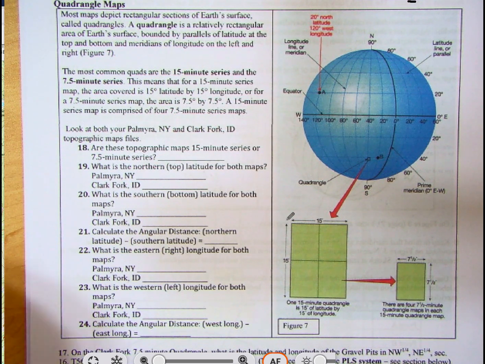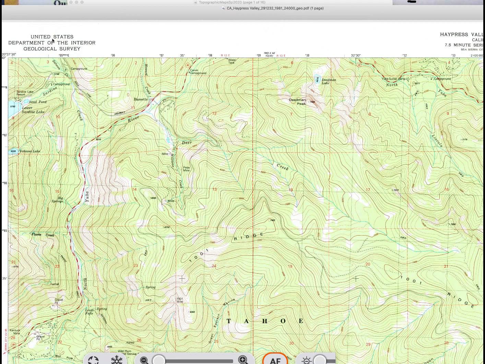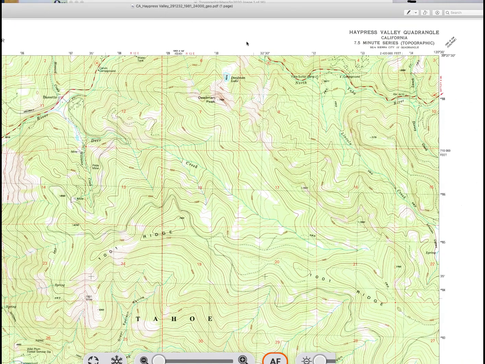Let's look at some important features of topographic maps. And I downloaded a map here. And so here's a map, and they're produced mostly by the United States Geological Survey. And one of the first things I want you to look at is the upper right-hand corner, and this map is called the Haypress Valley Quadrangle. It's in California, and it is a 7.5-minute series.